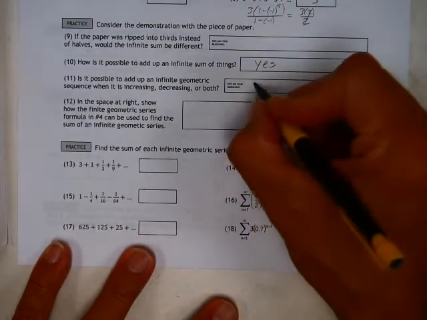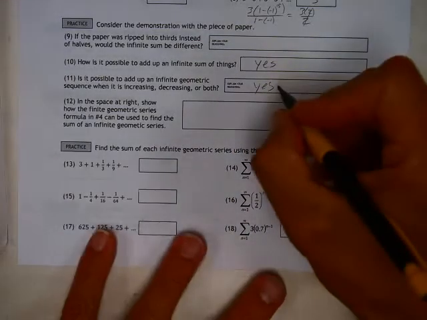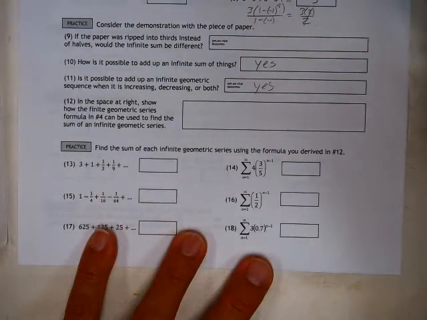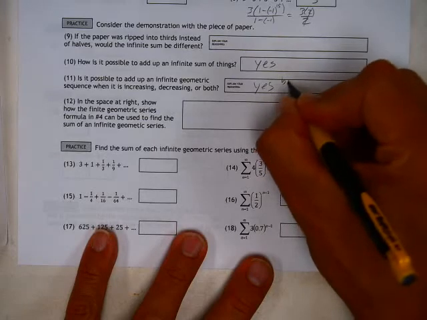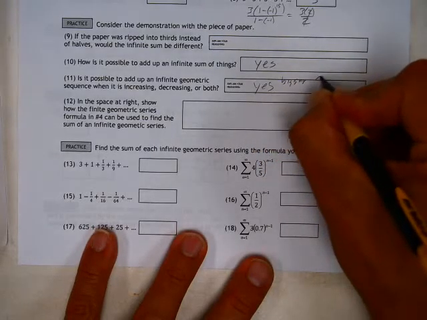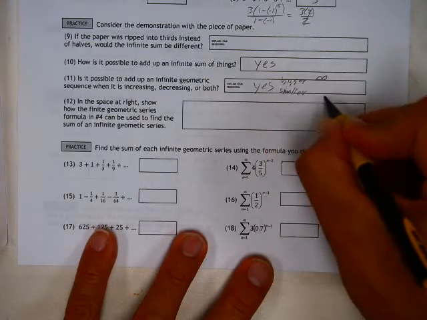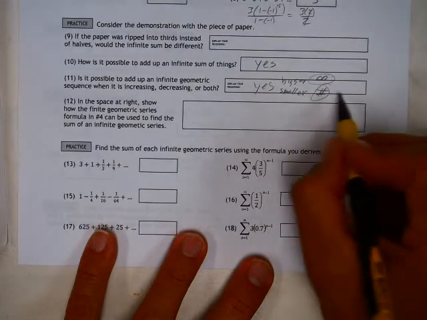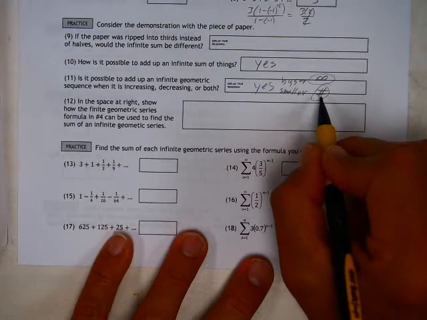Is it possible to add up an infinite geometric sequence when it's increasing, decreasing, or both? Yeah, the answer to both is yes. Okay, if it's increasing, it's going to get bigger to a point. Well, actually, I guess you can add it up. Yes, as it's getting bigger by a larger amount, we're going to be adding an infinitely large number of things. So if it's getting bigger, the answer would in fact be an infinitely big number. But if it's getting smaller, there will be a finite number. There will be a number that exists. So bigger, the answer is going to be infinite. Smaller, it will actually flatten out to a number, and we'll see that in just a second.